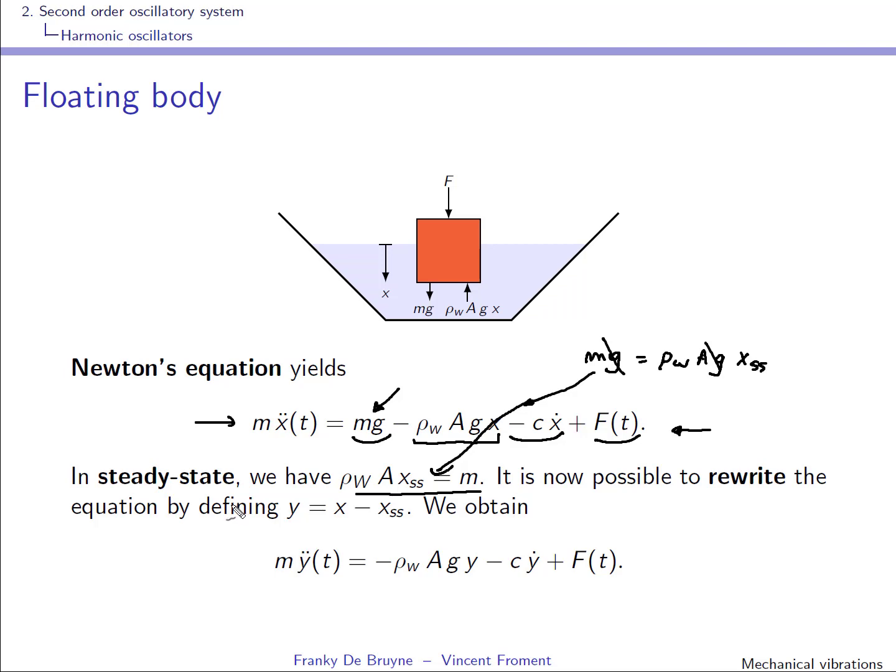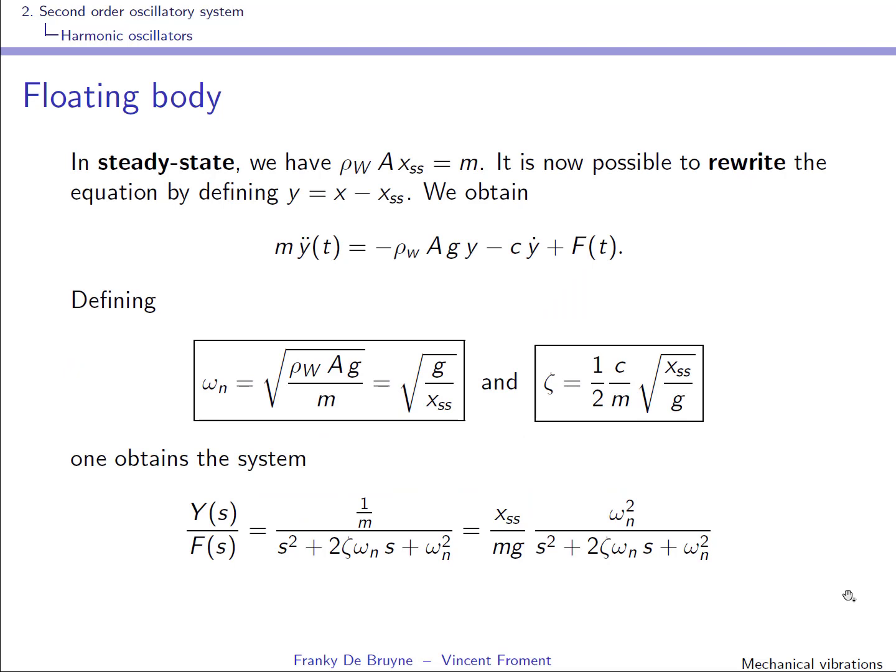So now we are going to rewrite the equation using a variable y, which is the position x minus its steady state value. And if you do that, this term will compensate out, and you end up with this equation of the harmonic oscillator. Well, here is our equation of the floating body, rewritten using this y variable, which expresses the fact that you're looking at the movement around the steady state solution.